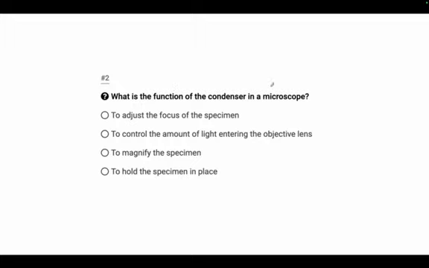What is the function of the condenser in a microscope? So like we discussed, the condenser is the lens which is present, if this is my lamp, over here, just below the sample, which is responsible for collecting the light from the lamp and bringing it to the sample. So, what is the function of the condenser lens? It is to control the amount of light entering the objective lens. It is not going to have anything to do with the focus or magnification of the specimen. It is just there to control the illumination.